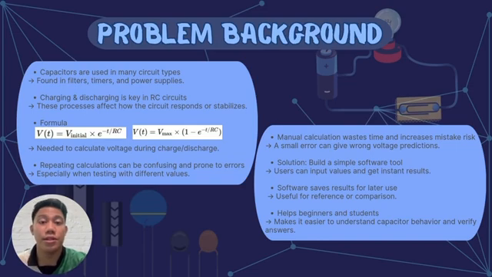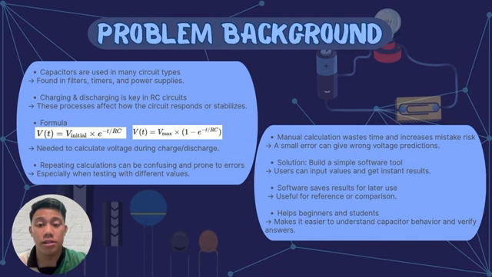The first point is that capacitors play a key role in many electronic circuits. They are commonly found in filters, timers, and power supplies. Next, charging and discharging are core processes in RC circuits. They affect how the circuit responds and stabilizes.